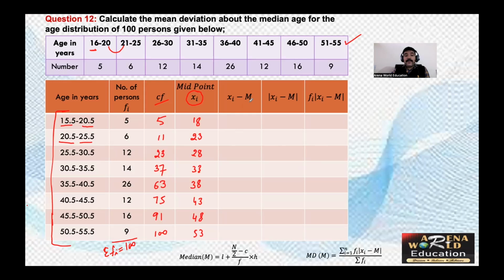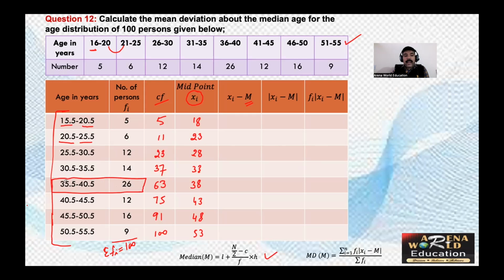Now, what is the next step? We will find the median, right? So median is what? Yes, the formula we have calculated in the previous one. So now, first of all, we will find the median class, right? So 100 divided by 2, it is what? 50. 100 is an even number. So here we will see the 50th term and 51st term. According to cumulative frequency, you can see the 50th and 51st term will lie in this class, right? So this is your median class.